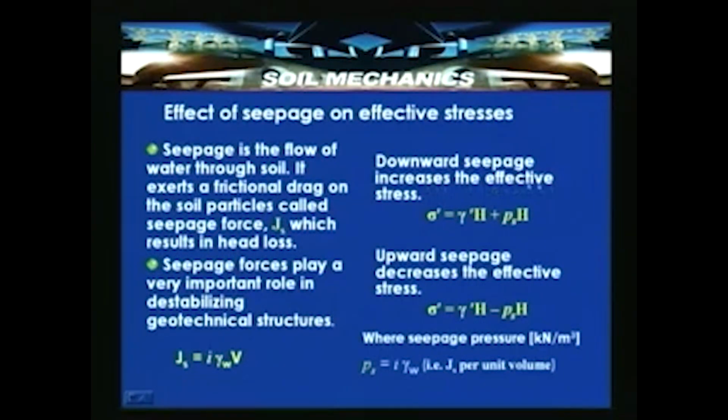So, to summarize, downward seepage increases the effective stress. When the flow is taking place, there is an increase in the effective stress, which is nothing but sigma dash is equal to gamma dash h plus Ps times capital H. This Ps is nothing but i gamma w, so we have written gamma dash h plus i gamma w h. This i gamma w is nothing but the seepage force per unit volume, which has the units of unit weight, like kilonewton per meter cube in SI units.